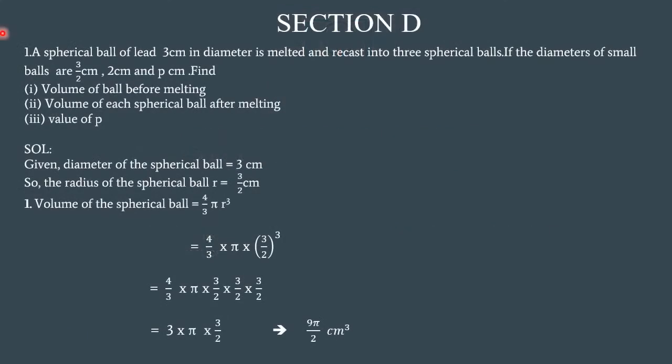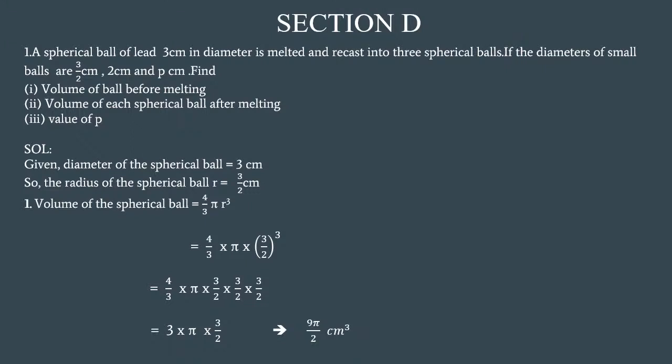Section D, first question. A spherical ball of lead 3 centimeters in diameter is melted and recast into 3 spherical balls. If the diameters of the small balls are 3 by 2 centimeters, 2 centimeters and p centimeters, find the volume of the ball before melting, the volume of each spherical ball after melting, and the value of p.